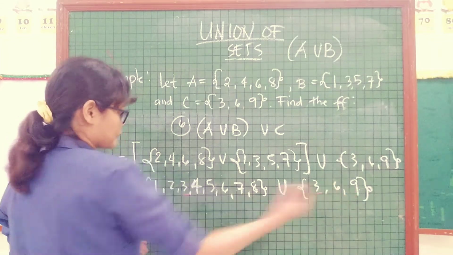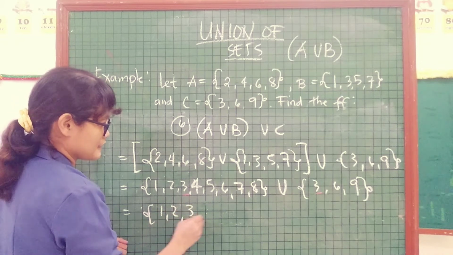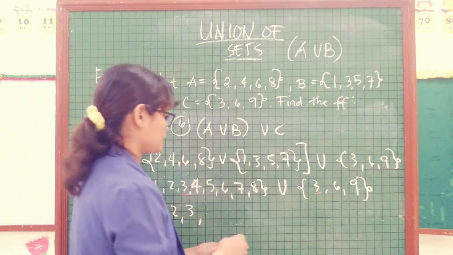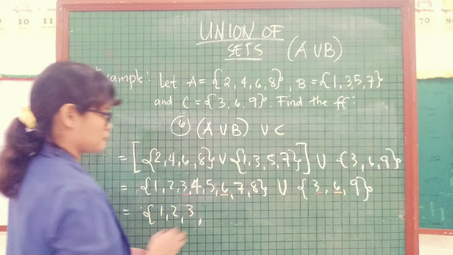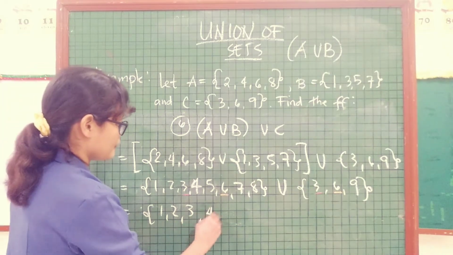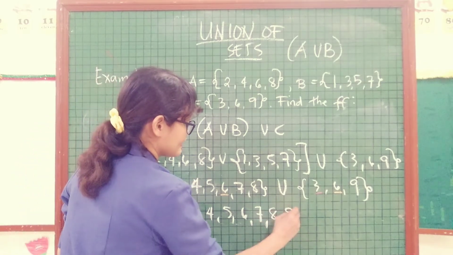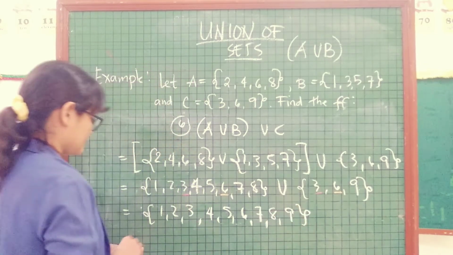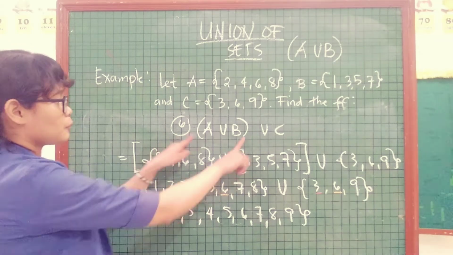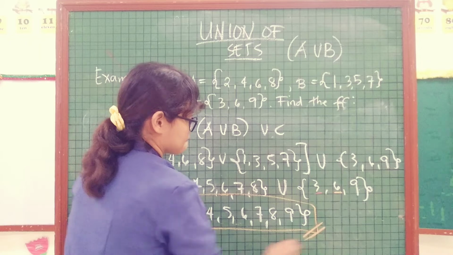So, therefore, the answer for this one is simply equal to 1, 2, 3. We still have another common element. You also have 6. It is common, so we write it only once. So, you have 1, 2, 3, 4, 5, 6, 7, 8, and 9. This is the answer for the quantity A union B union C.